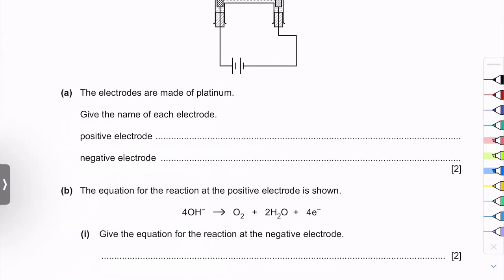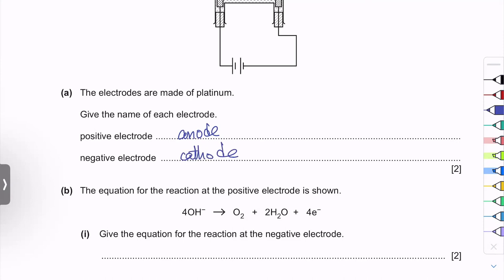Okay, the electrodes are made of platinum. Give the name of each electrode. But why is he using platinum? So that the electrodes are inert. Yeah, exactly. Now it's the positive electrode. Positive attracts anions, so this must be the anode. Negative attracts cations, so this must be the cathode. Okay, that's how we get the names.